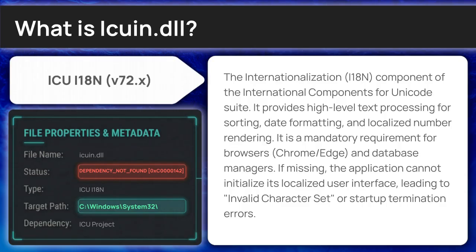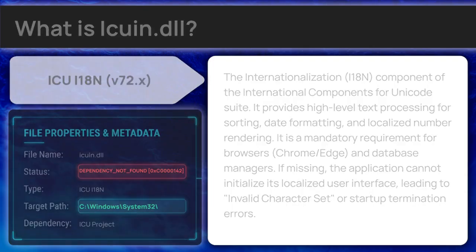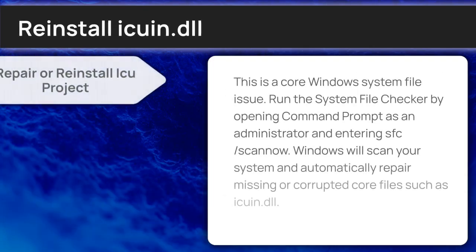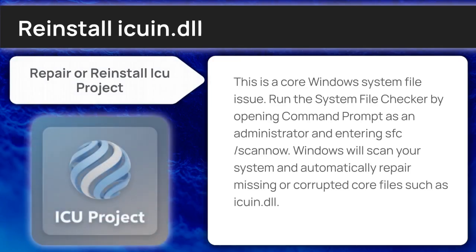Since we've covered what this file is, let's move to the primary fix. This is a core Windows system file issue. Run the system file checker by opening Command Prompt as an administrator and entering sfc /scannow. Windows will scan your system and automatically repair missing or corrupted core files such as ICU Internationalization Library DLL.